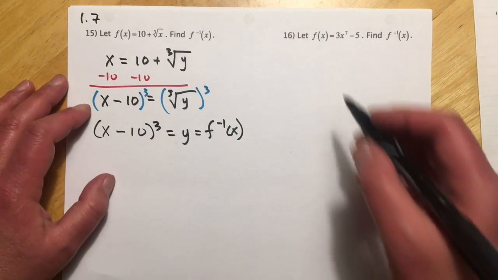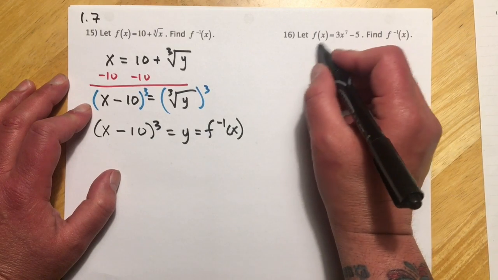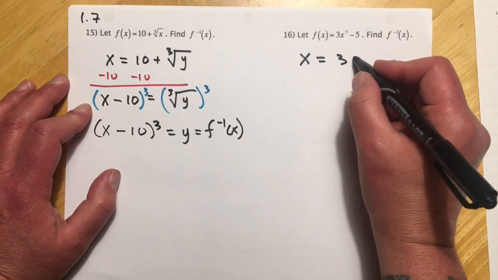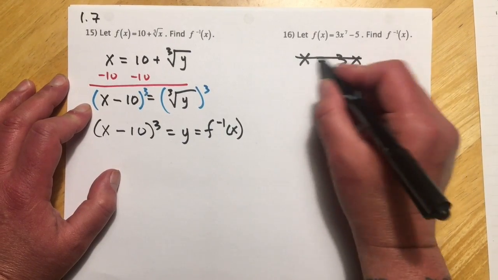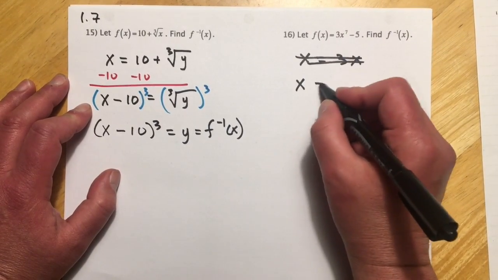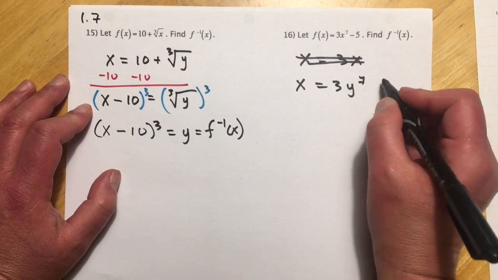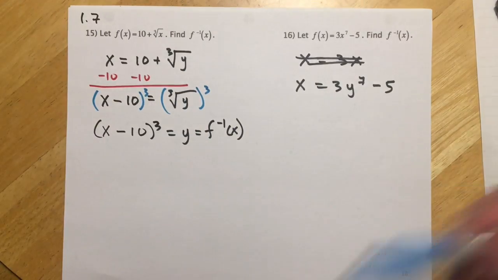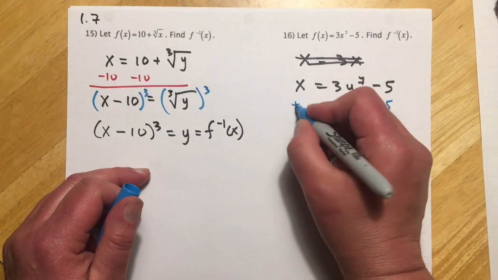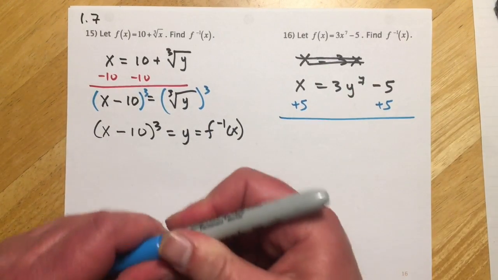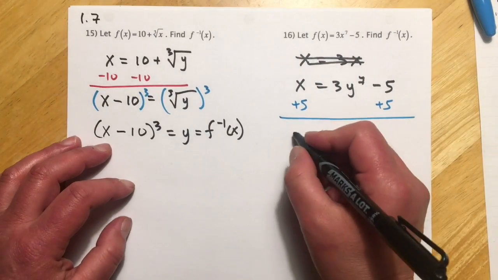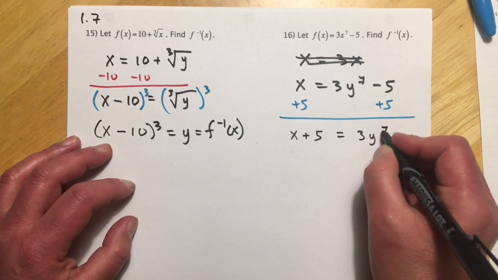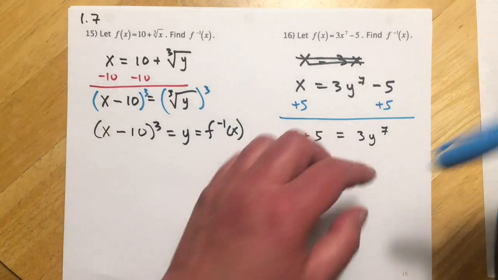For this one, same idea. We'll swap x's and y's. So this is going to be x equals 3 x. Oops, shoot. I always do that. X equals 3y to the 7th minus 5. So I'll add that 5 over. And we get x plus 5 equals 3y to the 7th. And then we divide the 3.